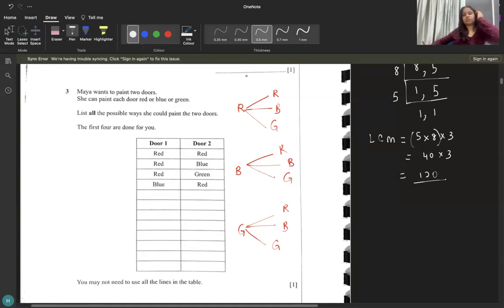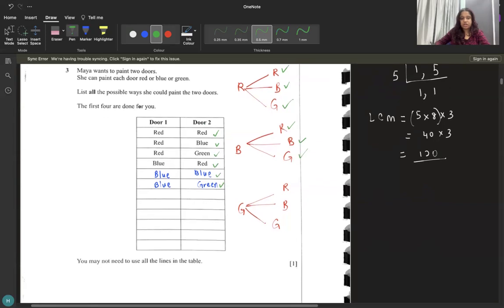So let's see for this one. Red and red is done already here, so let's cross that out. Red and blue is done as well. Red and green is done as well. Blue and red is done. So now the next one is going to be blue and blue. Now blue and blue is done. Blue and green. So I have all these done already. Now for all the green colors down here, I will have green and red, green and blue, green and green.